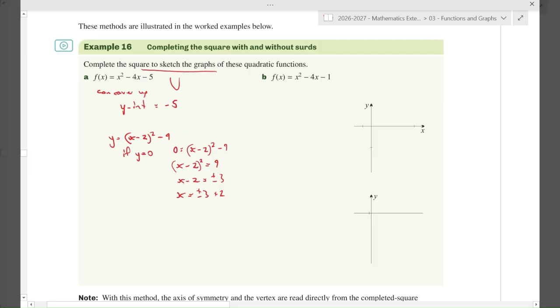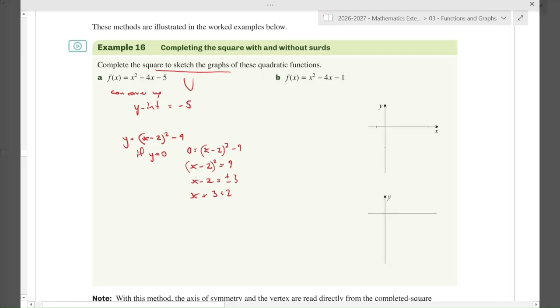So you can do it as two versions. We'll go 3 plus 2 and minus 3 plus 2. So I've got the plus and the minus, which means x equals 5 or minus 1. Happy with that? So what are they? They are your x-intercepts. So we now have our y-intercept, which is minus 5. We have our x-intercepts, which are minus 1 and 5.